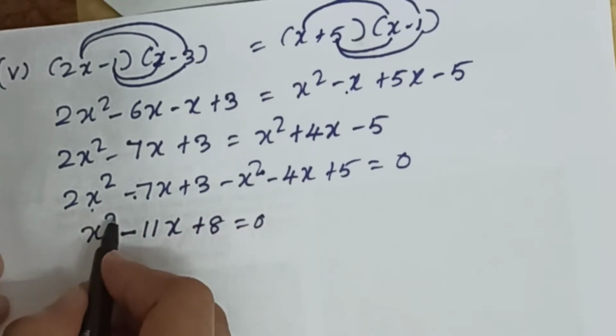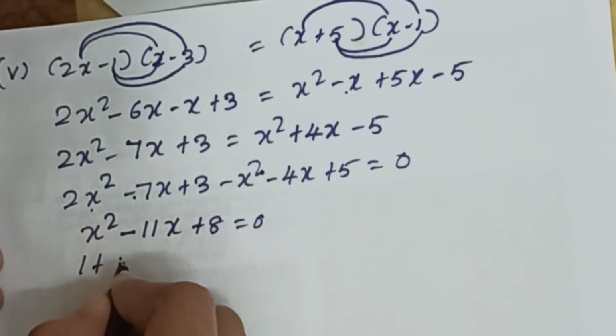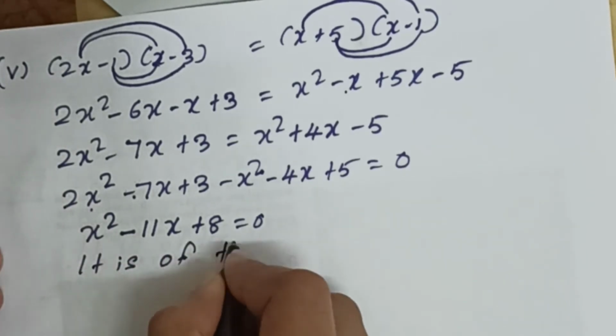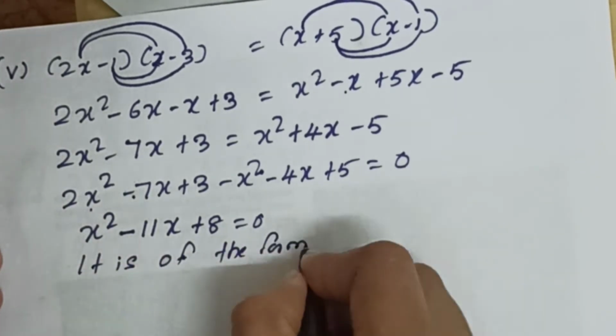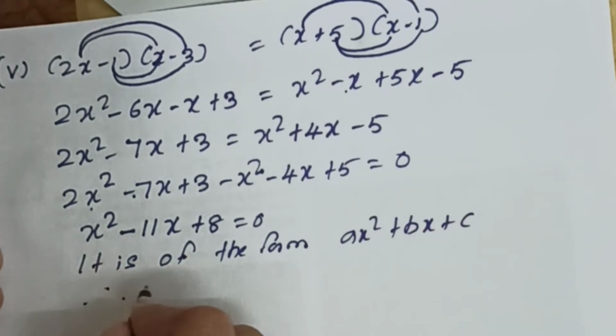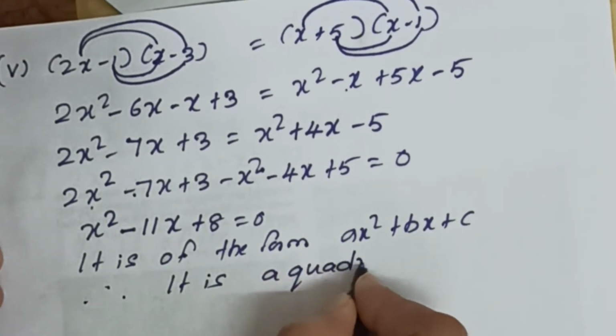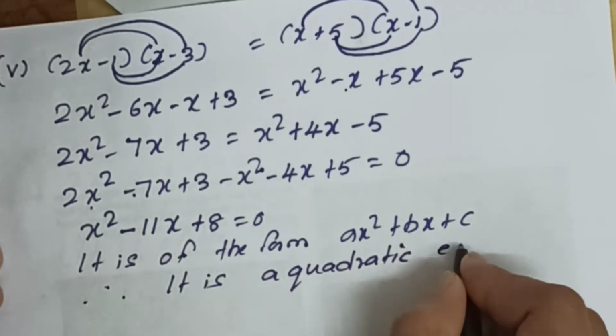Now see, the degree is 2. It is of the form ax square plus bx plus c. Therefore, it is a quadratic equation. Hope it is clear now.